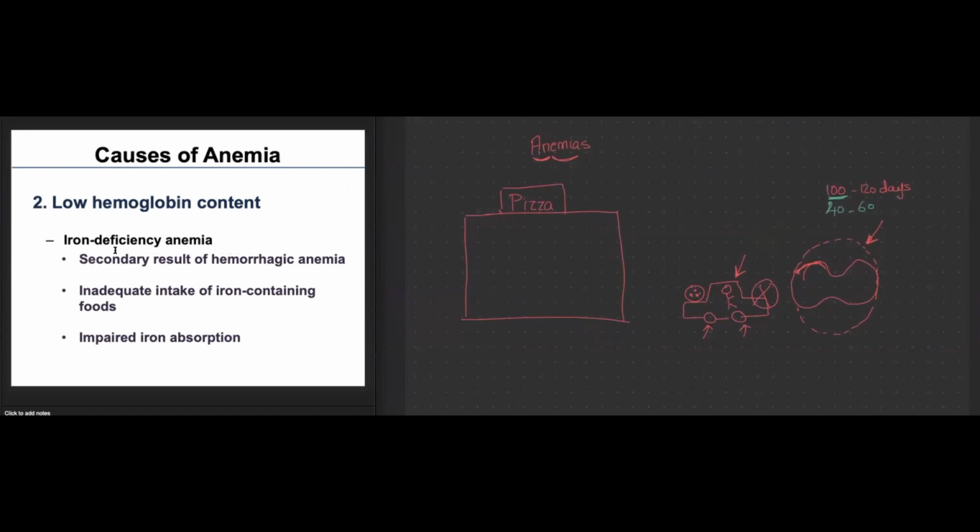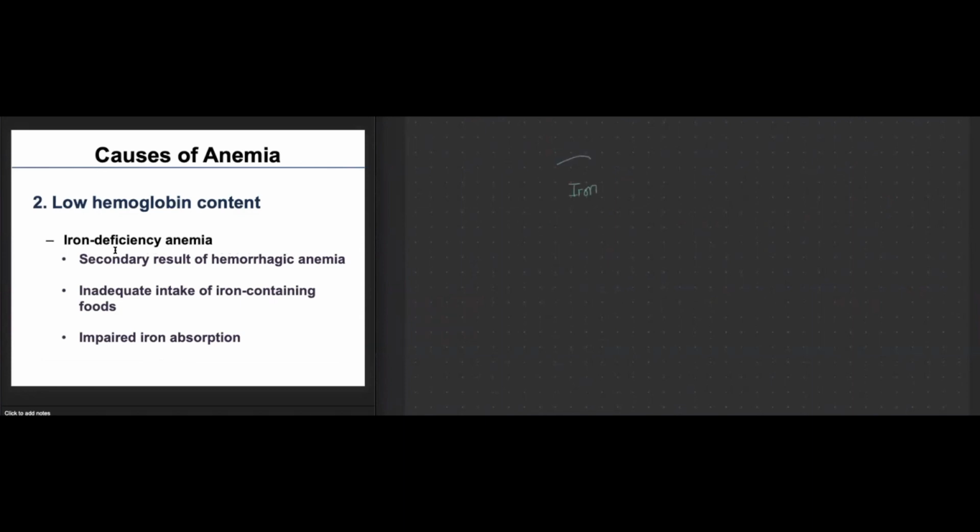Another set of causes here for anemia would be low hemoglobin content. If you remember, the hemoglobin did have iron surrounded by a porphyrin ring. And remember, the porphyrin ring, this is what will become the bilirubin. This is the pigment part of the heme. And remember, each one of the heme groups will be attached to a globin chain.